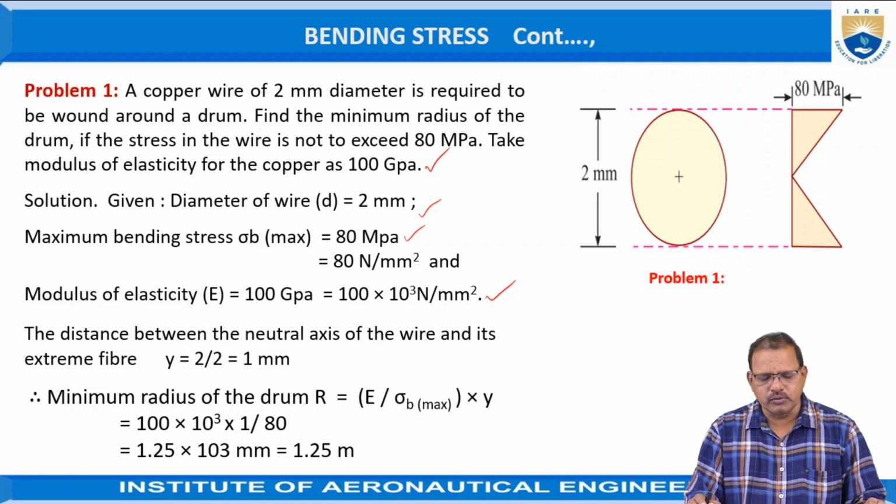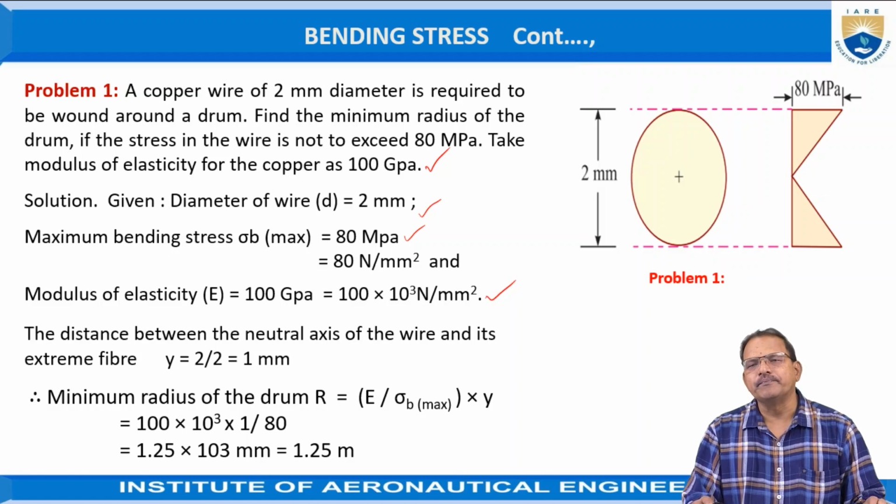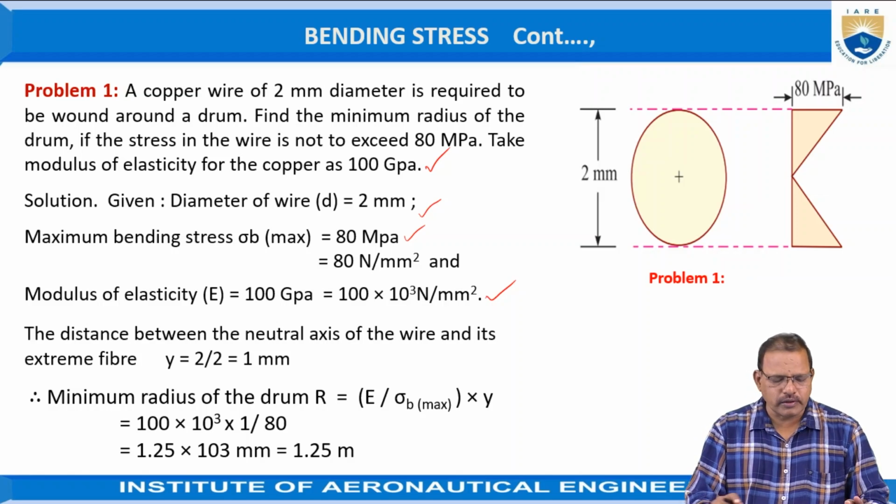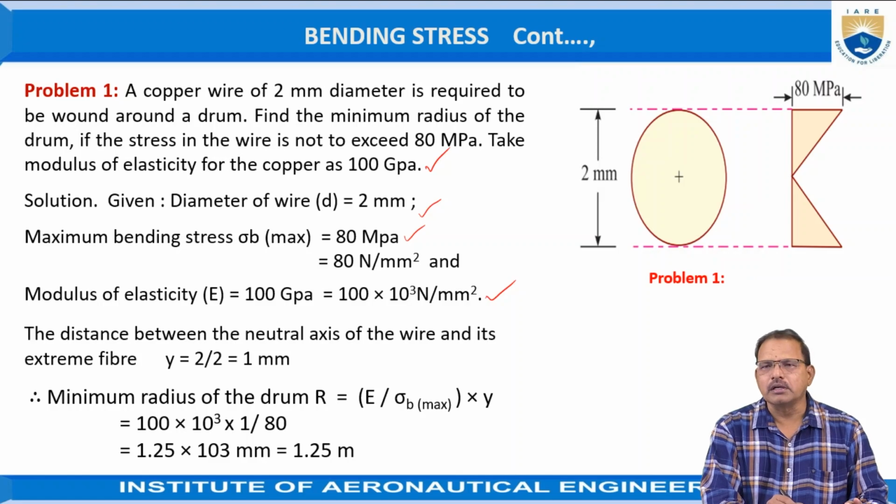The distance between the neutral axis of the wire and its extreme fiber, because here we required the maximum stress not to exceed. That is, the maximum stress is exceeded at the upper layer only from the neutral axis. So that is nothing but equal to the radius of the wire. So y is equal to the radius, which is equal to diameter divided by 2, which is equal to 1 mm.